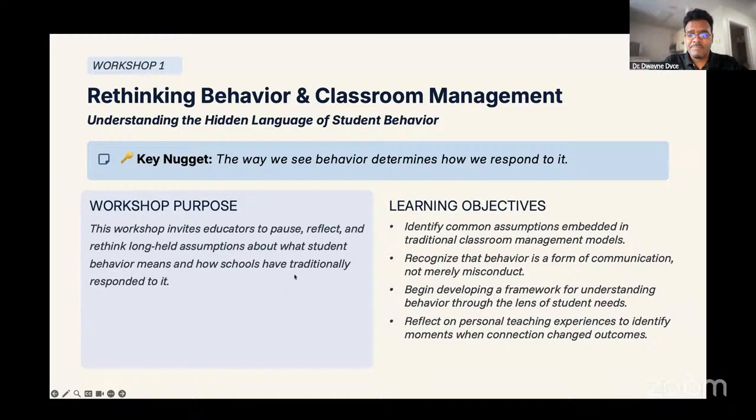So we're not saying that you should let up all your strategies and allow a free flow of behavioral tendencies so that the students get what they want. No, no. We're saying the way you look at this is in a different mindset. And we want you to find the zeal and the purpose to connect with students. So let's look at the key nugget in this one.